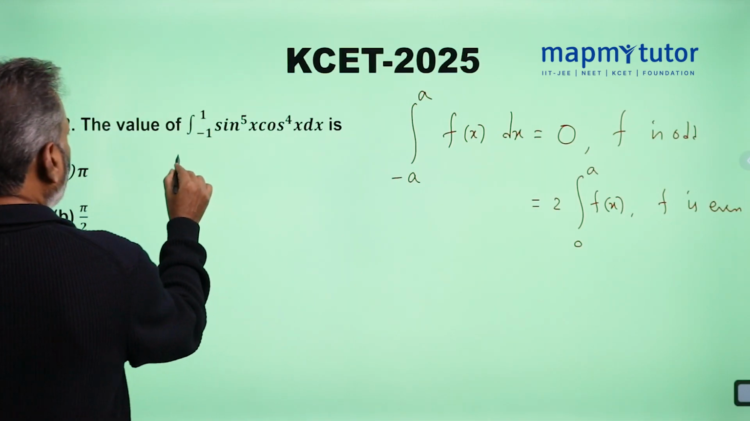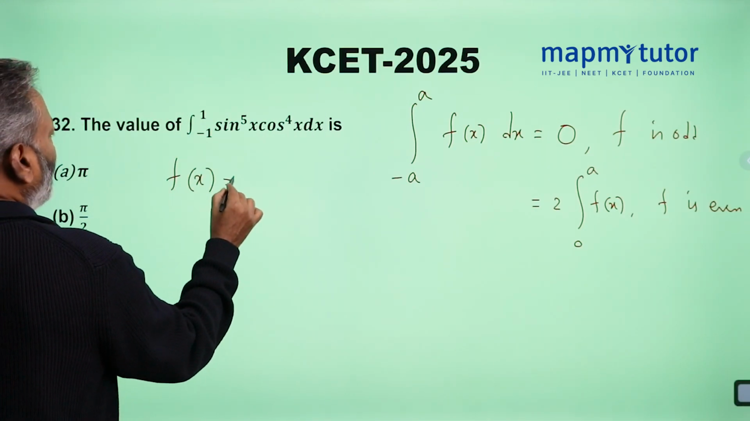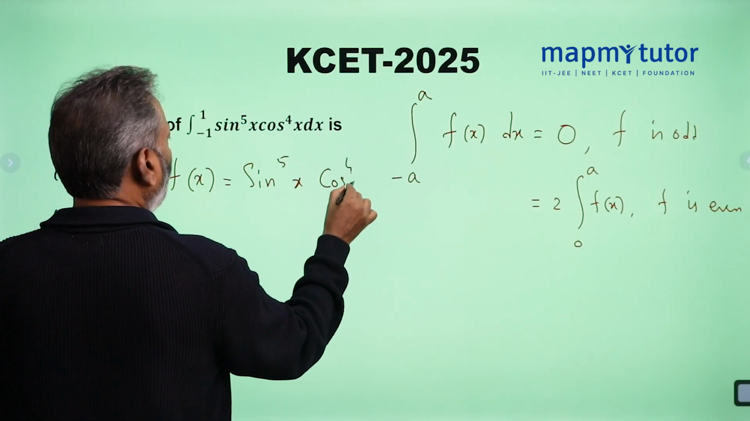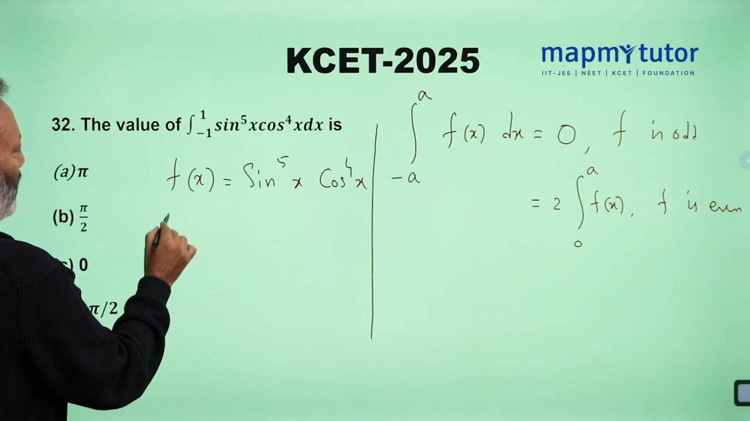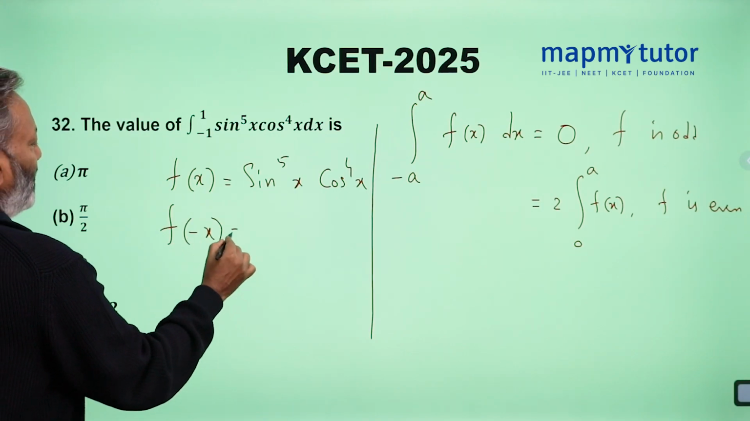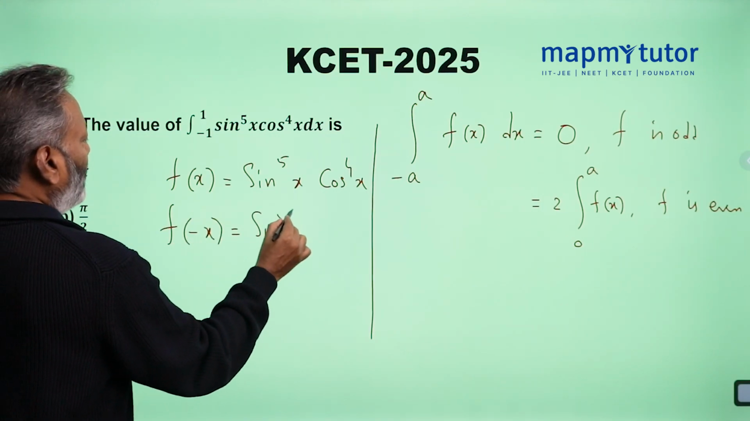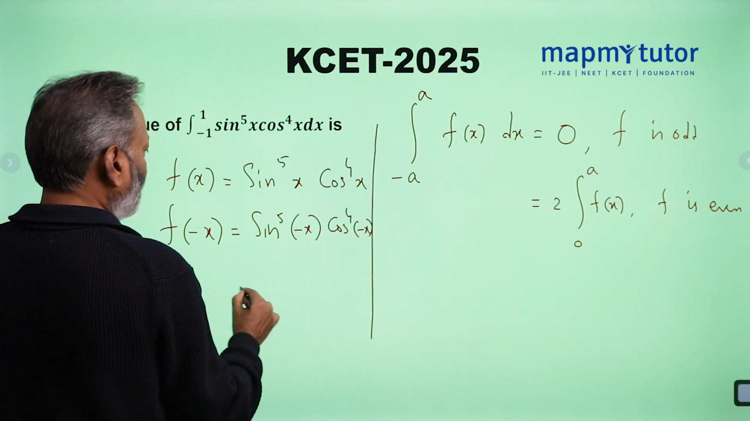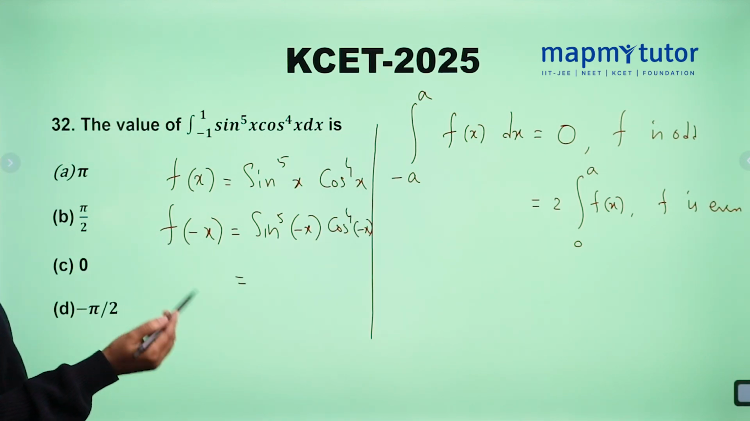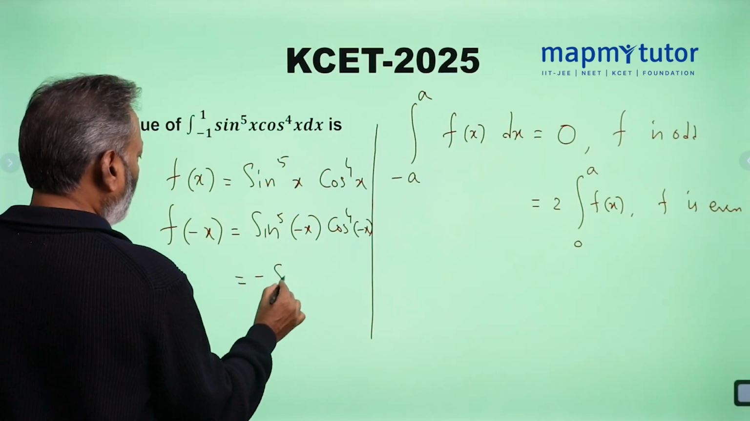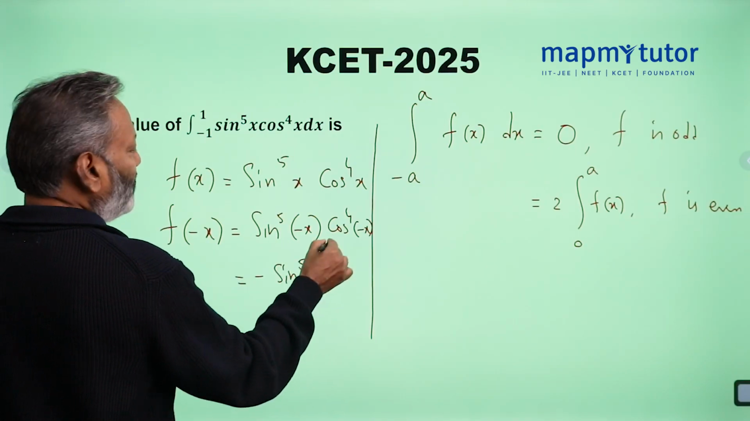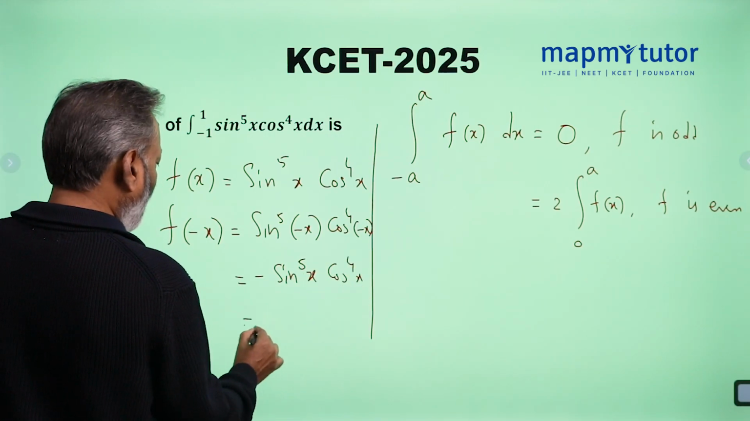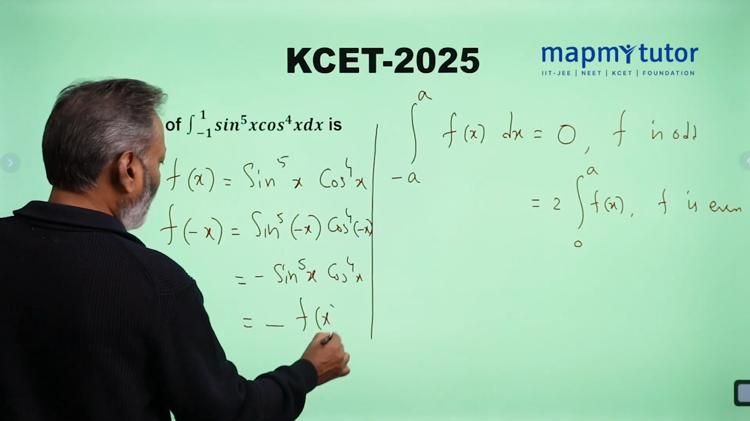Now, my job is to check this function. Let me take it as f of x, sine power 5x and then cos power 4x, and check whether it is even or odd. How to check even or odd? Simply replace x with minus x. Sine power 5 of minus x and cos power 4 of minus x. We know sine of minus theta is minus sine theta, and odd power, therefore minus sine power 5x. And cos of minus theta is cos theta, therefore it is cos power 4x. Clearly, I got minus f of x.